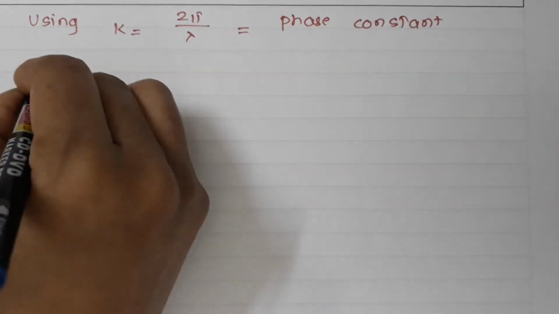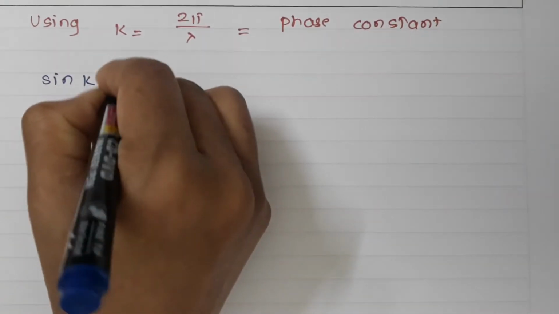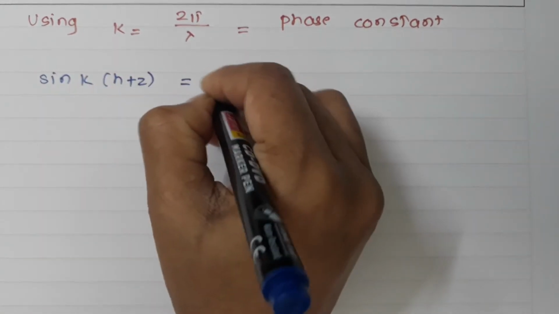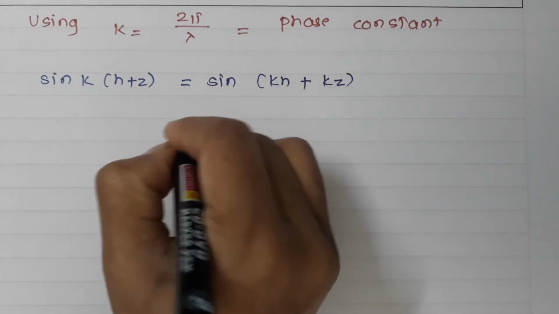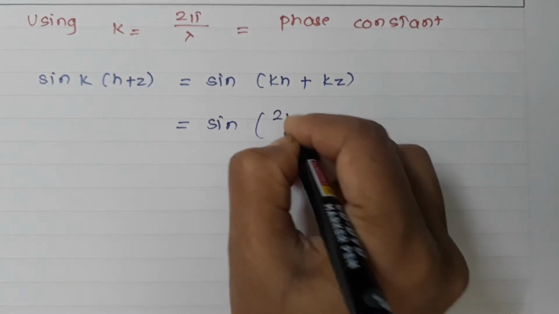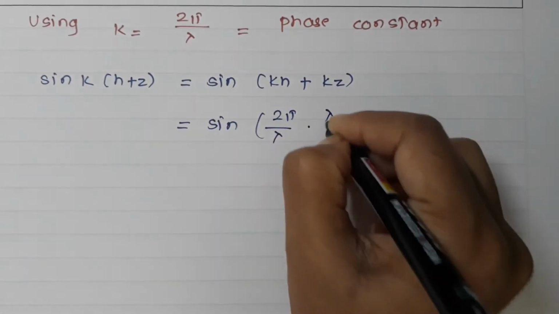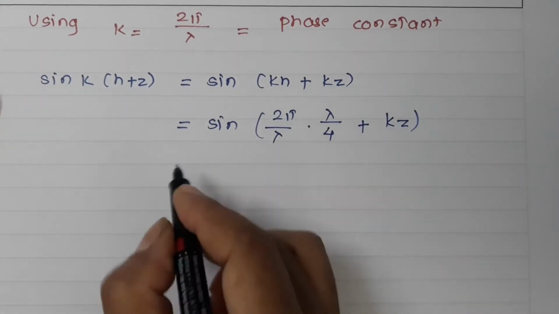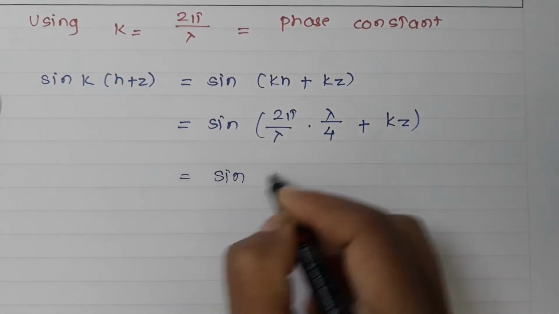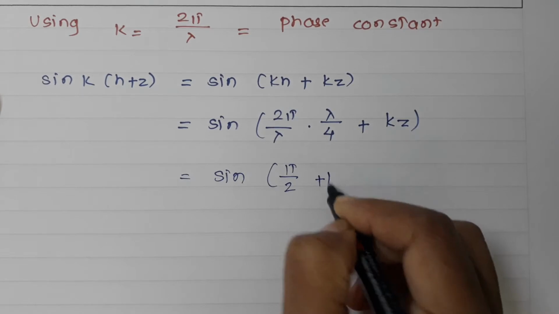Sine of k(h plus z) is equal to sine of kh plus kz, which is equal to sine of 2 pi by lambda times lambda by 4, plus kz. So solving it further, I get sine of pi by 2 plus kz.